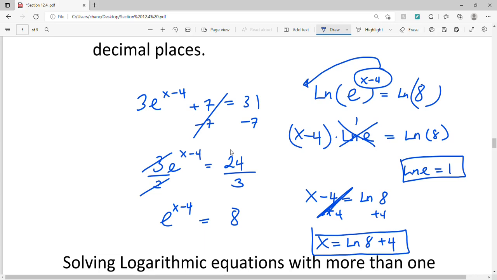And if you look at the decimal approximation for this, you would get x is about 6.079.